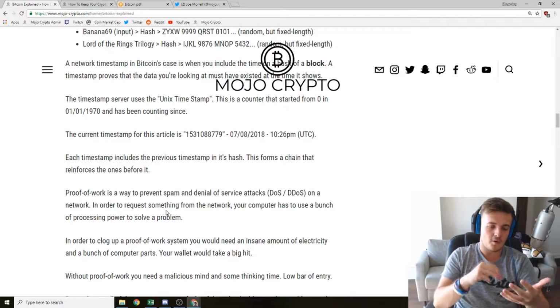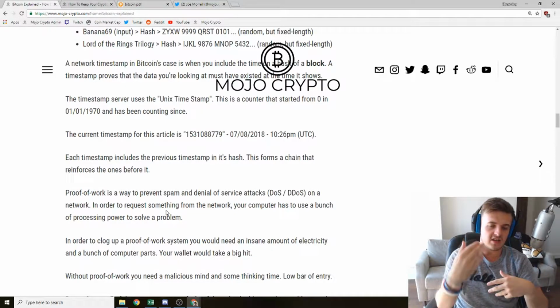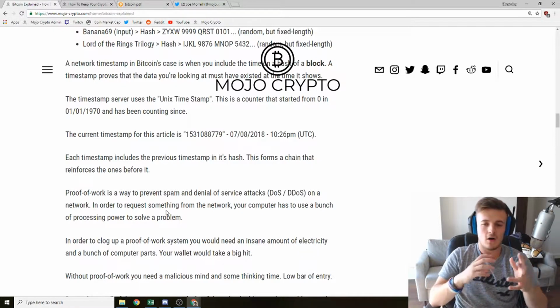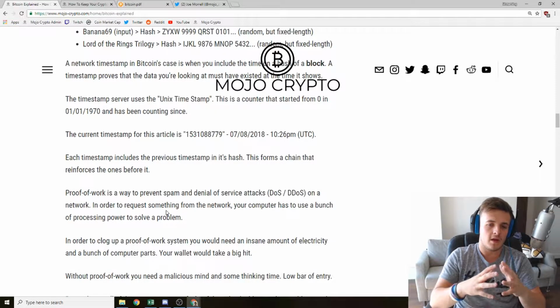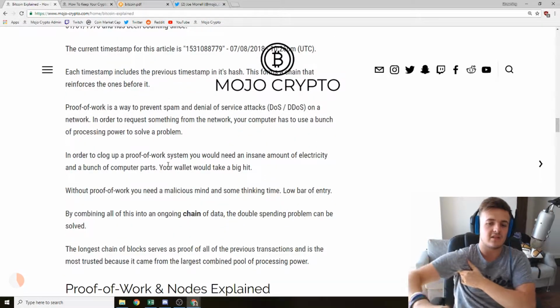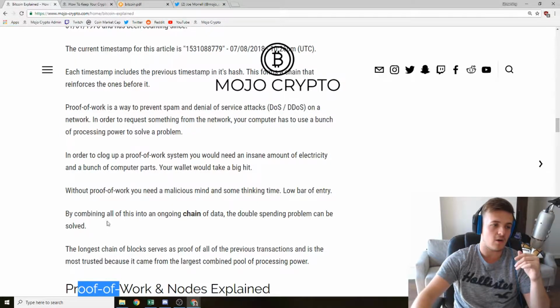So what proof of work is: if you want to request something from the network, or send something through the network, or speak to it, you need to solve a problem. So what is that problem? Let's dive down into that. I'll finish up that chapter. Proof of work's right here. So we are going to dive down what proof of work is.